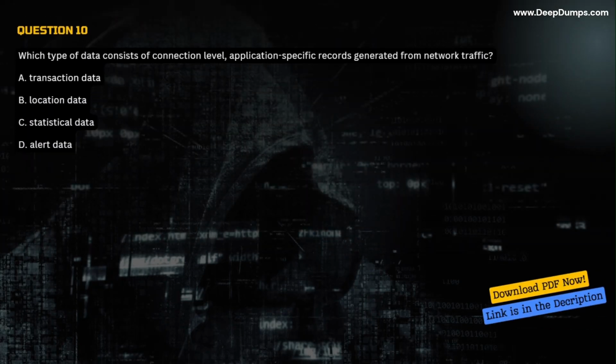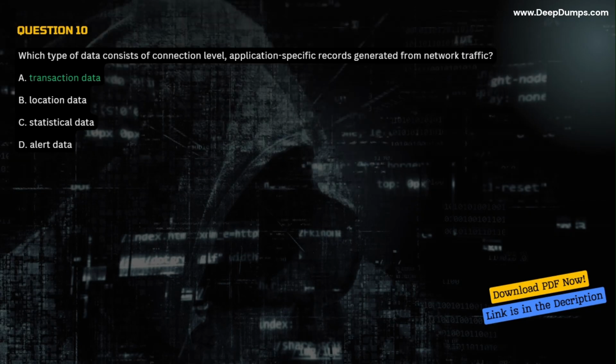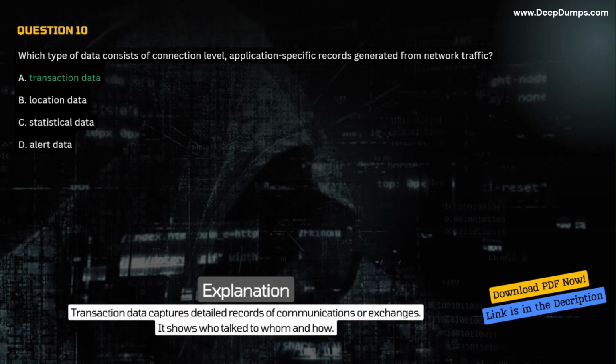Question 10. Which type of data consists of connection-level, application-specific records generated from network traffic? A. Transaction data. B. Location data. C. Statistical data. D. Alert data. Correct answer A. Transaction data. Explanation. Transaction data captures detailed records of communications or exchanges. It shows who talked to whom and how.